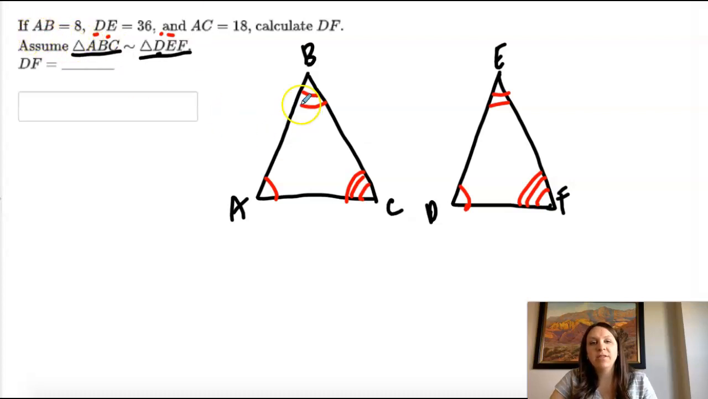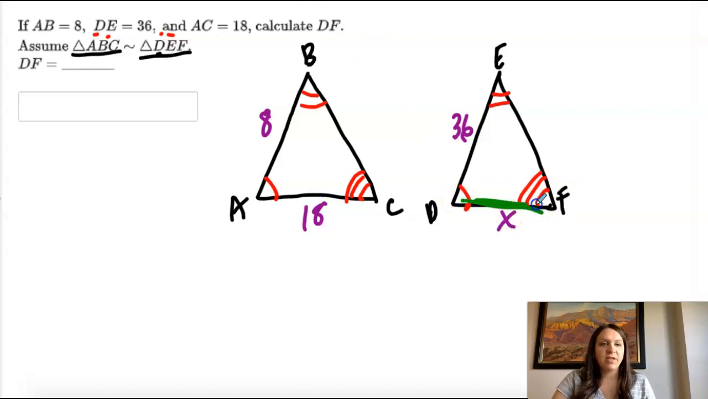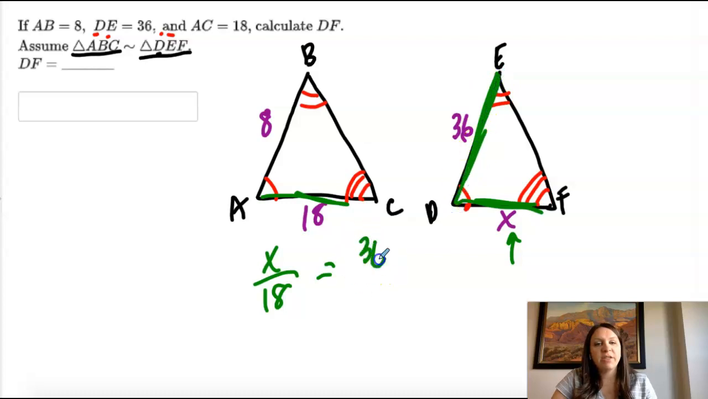Alright, AB is 8, DE is 36, AC is 18, and we're trying to find DF. So I'm going to start with X. X is similar to 18. They're on the same side of that triangle. And then since I started with the right triangle, I got to do that again. 36 is similar to 8.